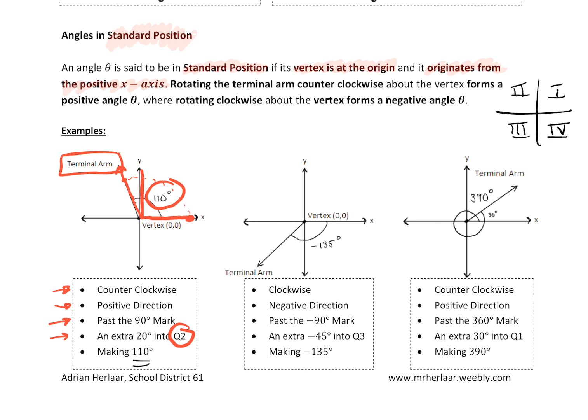Now, if we take the terminal arm and we rotate it in a clockwise direction, I'm doing the negative one now, you get a negative angle. So you'll see this example down here. I've rotated this direction, so negative 135, right? This would be negative 90 to the y-axis, and then I've gone another 45 degrees. You're going to see some significance to that after.